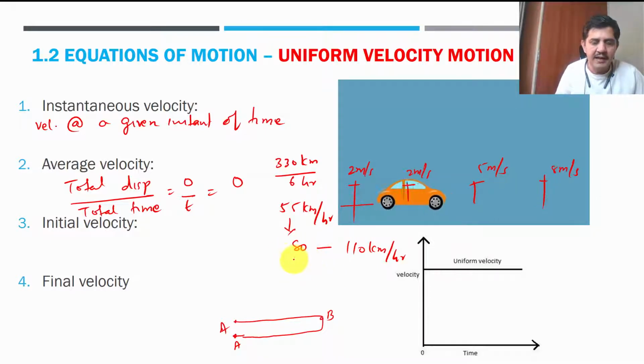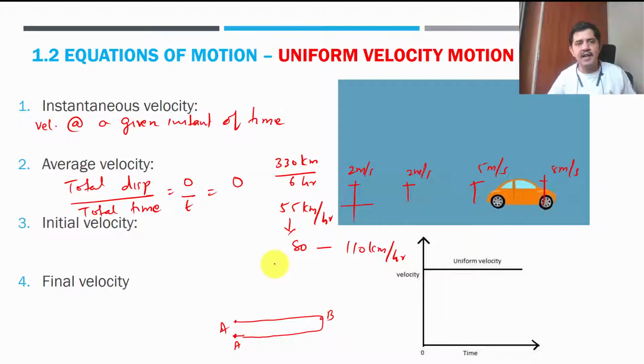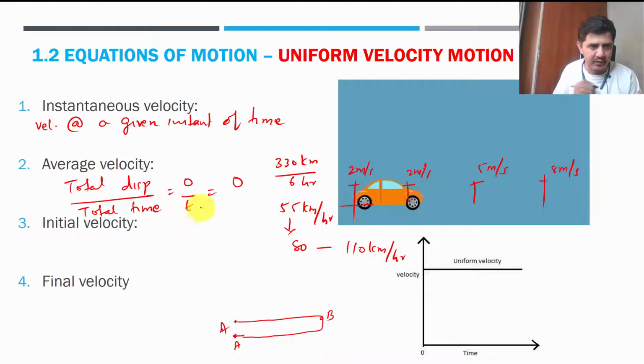Therefore I cannot say that my velocity at a particular instant of time was 55, then it rose to 60, then it went to 85, because you are asking me with what velocity did you travel, with what speed did you travel. We can only say the average speed over here.